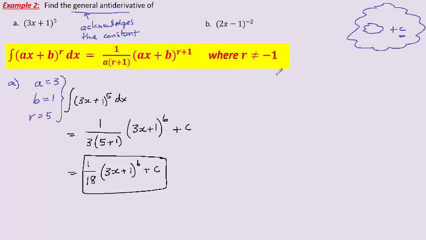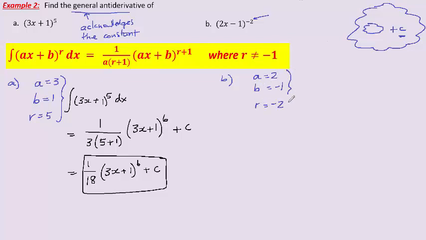The second one, it's a very, very similar process. The only difference is there's a negative number here, so we need to keep that negative number in mind. So again, if we want to take it simply, we can list our values and we can write here a equals 2, b equals negative 1, and r is negative 2.